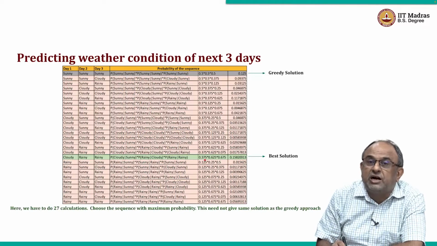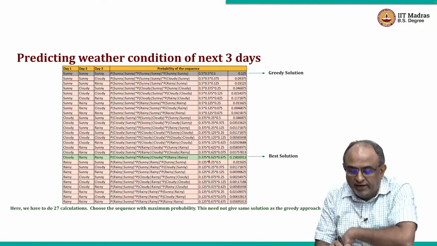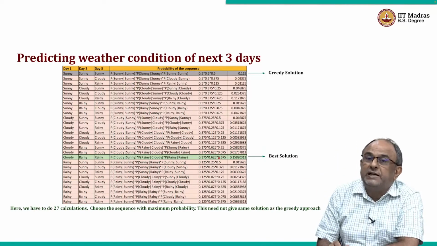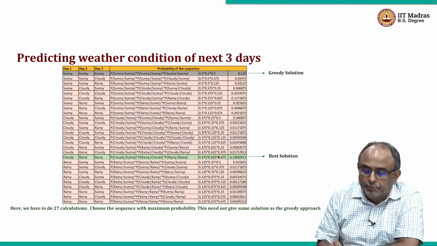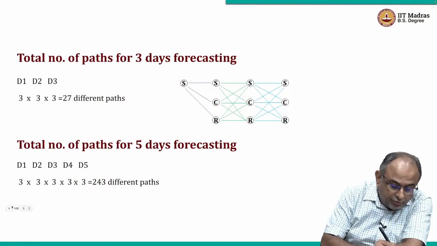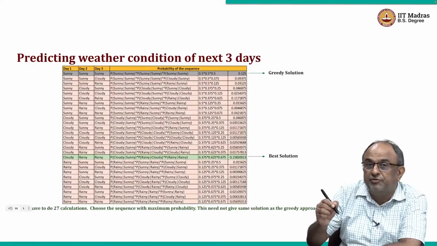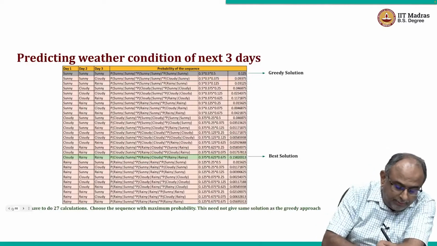Here, even though it started with a smaller probability, when I went for the 3-day, the subsequent two paths turned out to give a higher probability, and so I got 0.675 and 0.675. Therefore, we have to evaluate all of these paths and then only find. That will always give me the optimal path.